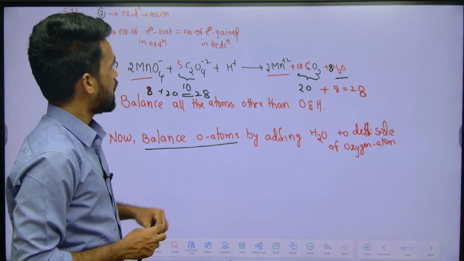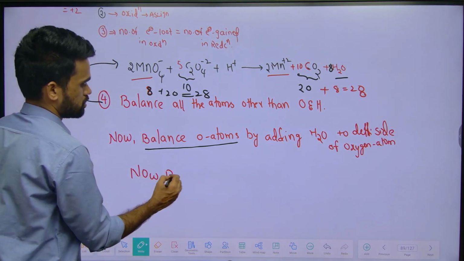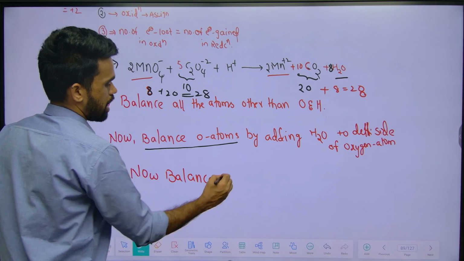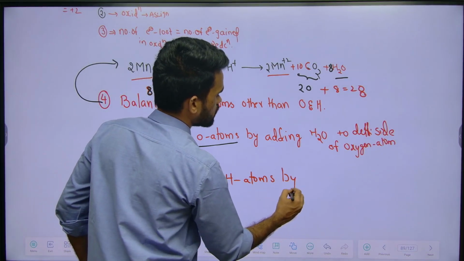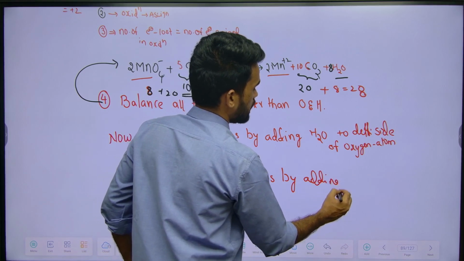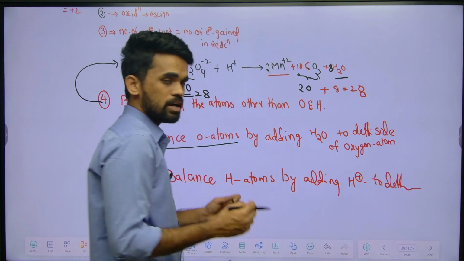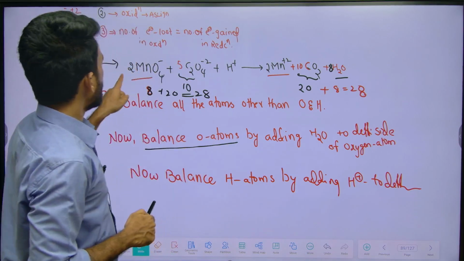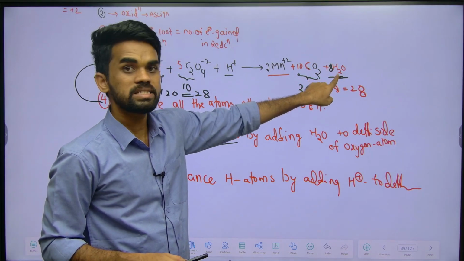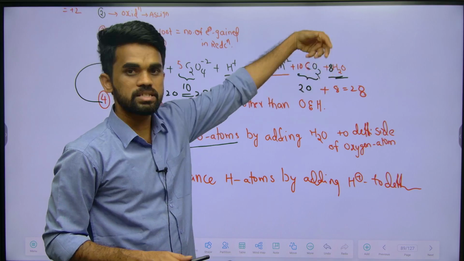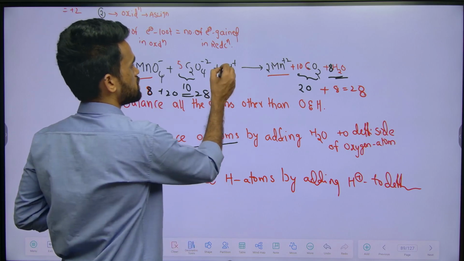Next, who is left here? We are left with hydrogen atoms only. Now balance hydrogen atoms by adding H plus ions to the deficient side. Wherever there is deficiency in hydrogen, you just add hydrogen to that side. So look at this, we have one H plus ion on this side. Here how many hydrogens are there? 8 2s are 16. So 16 hydrogens on this side, and only one hydrogen on this side. So 15 more should be added here. So you just make it 16.